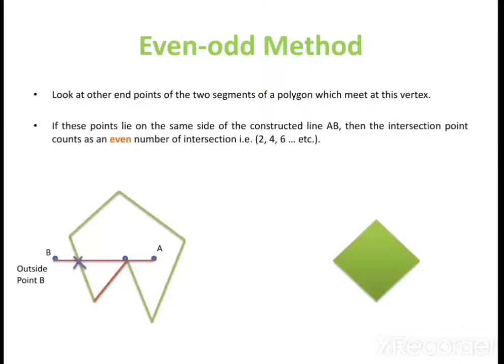So, these 2 lines, whatever the color is changed, these 2 segments we have to consider. What we will check? If these points lie on the same side of constructed line AB, then the intersection point count is even. Means what? Now, this is my intersection point, which is also the vertex of the polygon. Then what I will check?